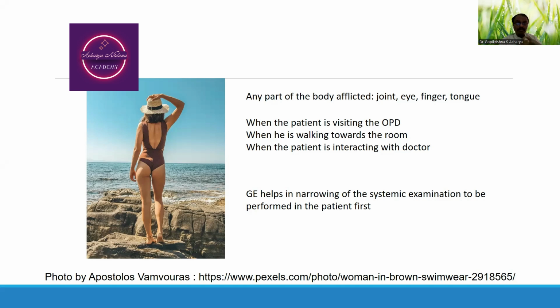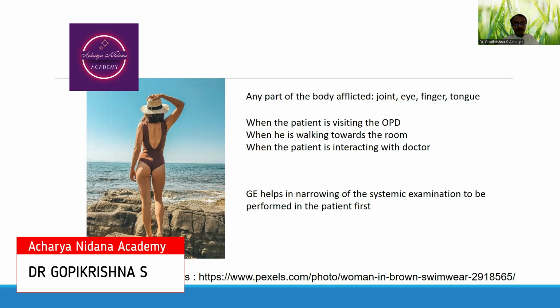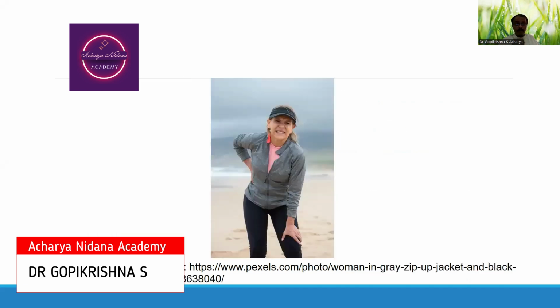When the person is having the hand pressing the abdomen, you are supposed to do the per-abdominal examination first. Or when the person is having breathing discomfort, distress, you are supposed to do the respiratory or cardiac examination first. Like that, we can identify the probable system that should be examined first by doing the general examination itself.